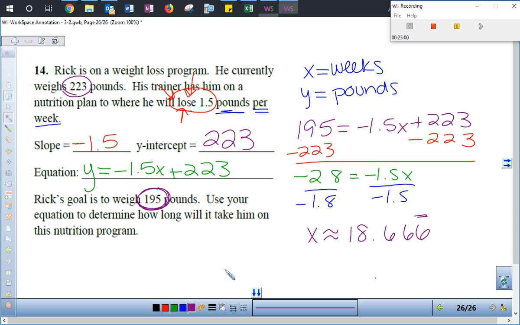Now, Rick is not going to be weighing himself every day. His trainer's not going to come up and say, hey Rick, it's going to take you about 18.6 or 7 weeks to hit your goal. In fact, what's probably going to happen is he's probably going to weigh himself once a week when he goes to see his trainer. So you have to decide how to round this. On the 18th week, when he goes to weigh himself, he wouldn't have hit his weight goal yet. But on the 19th week, he will have, and he'll probably be a little under where he wants to be, which is awesome. So our answer here is 19 weeks to hit his goal weight.